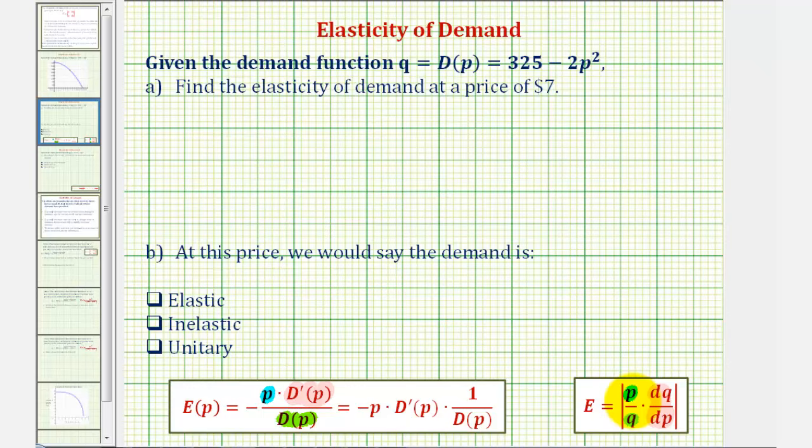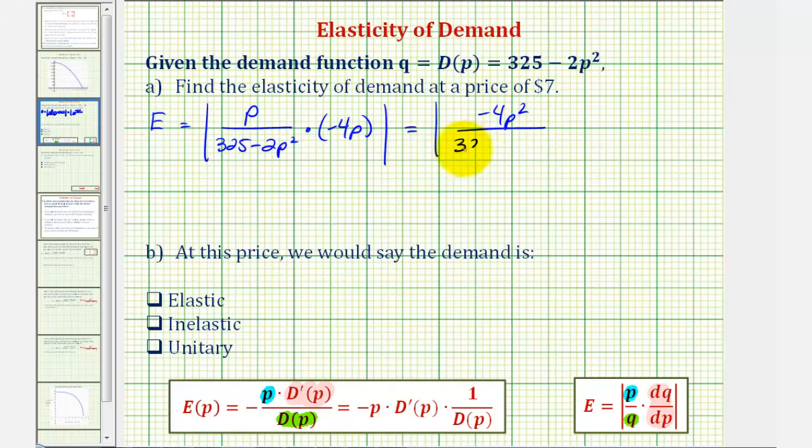So let's use this formula here and find the elasticity of demand function. So E, or E of P, is equal to the absolute value of P divided by Q, which is D of P, so 325 minus 2P squared, times dQ/dP, or D prime of P, which would be negative 4P. So we would have the absolute value of negative 4P squared divided by 325 minus 2P squared.